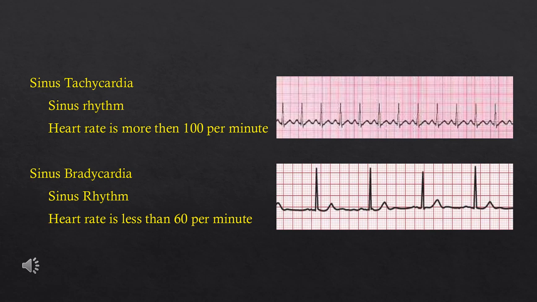Sinus tachycardia is characterized by a sinus rhythm with a normal-looking P wave followed by QRS with a heart rate of more than 100 beats per minute. Sinus bradycardia is characterized by sinus rhythm, a normal-looking P wave followed by a normal-looking QRS, but the heart rate is less than 60 beats per minute.